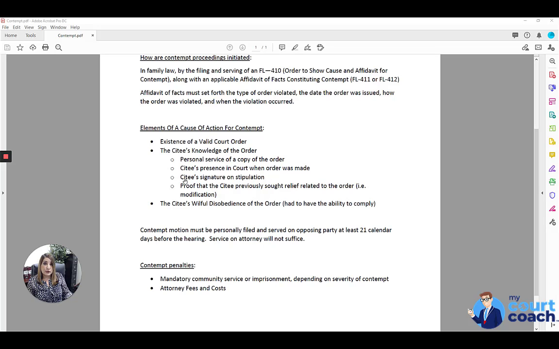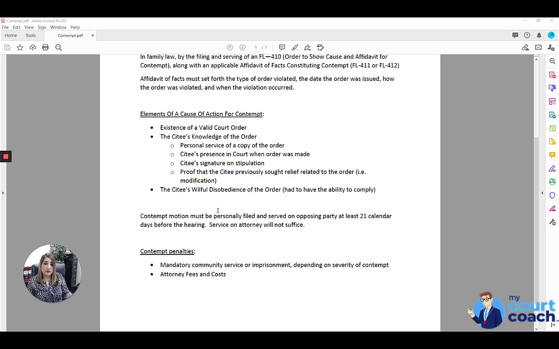And then finally, the third element is you have to show willful disobedience of the order. In other words, they had the ability to comply but chose not to. This often comes up with support, that a party may not have the ability to comply with a support order. That would be a hard case to prove contempt in.